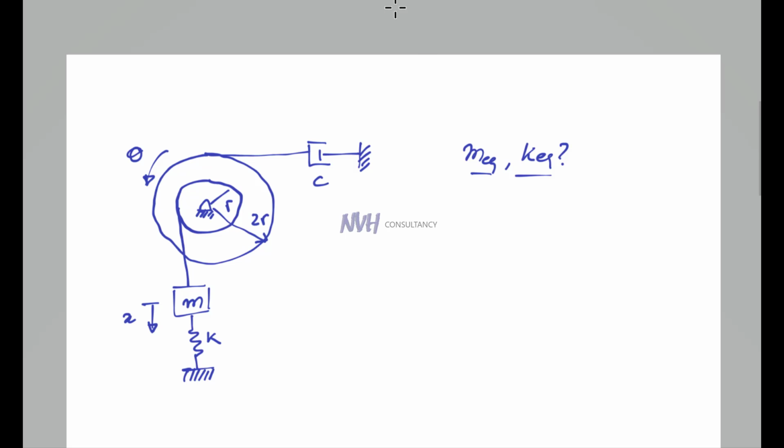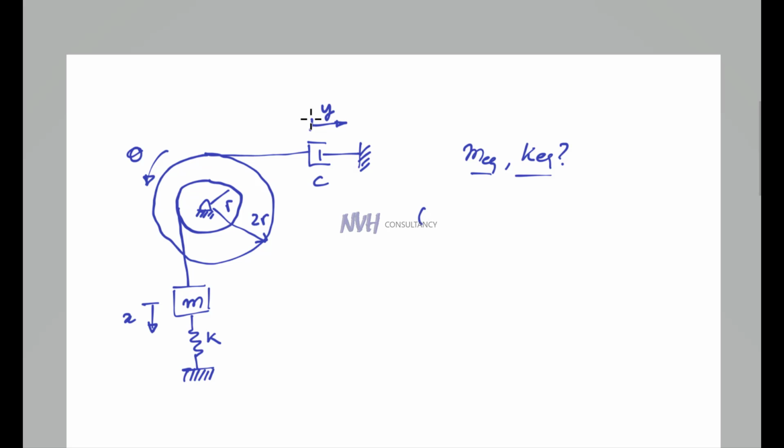So the kinetic energy of the system and the potential energy of the system will help us find the equivalent mass and stiffness. Let's first find the relationship between the different coordinates that are available. So we have already marked theta as the angular displacement of the pulley, x as the linear displacement of the mass m, and let's say y is the displacement of the damper piston. So let's find the relationship between each of these.